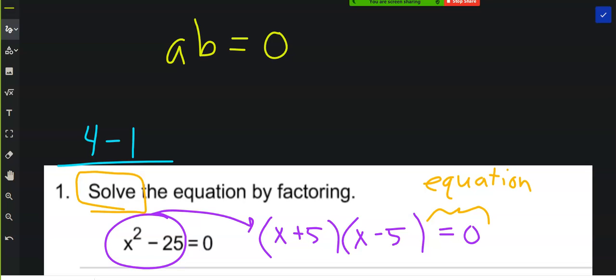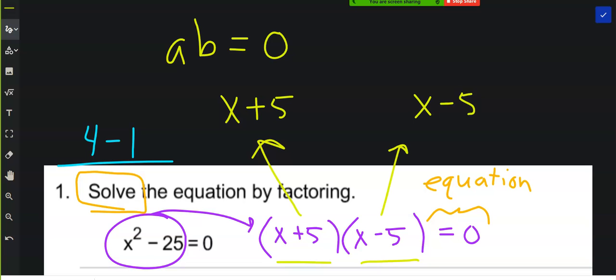Right here in this particular equation, you see that we are guaranteed that two things are being multiplied together and they equal 0. What do we know about either x plus 5 or x minus 5? One of them has to equal 0. That's what we do know. Solve each one of them and tell me what you get.